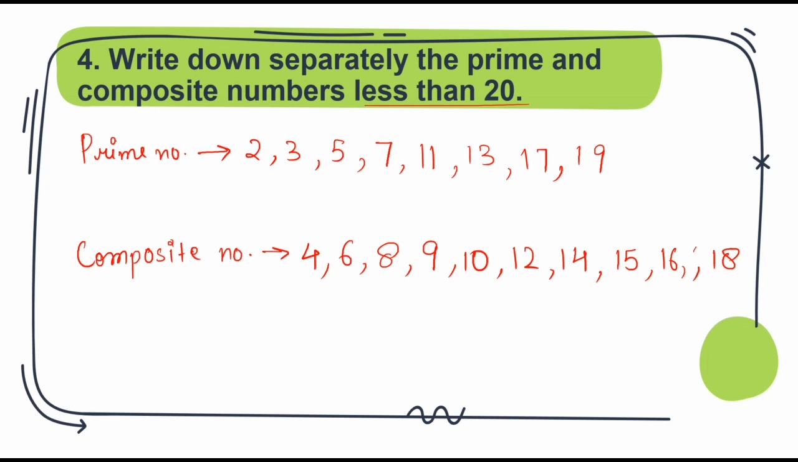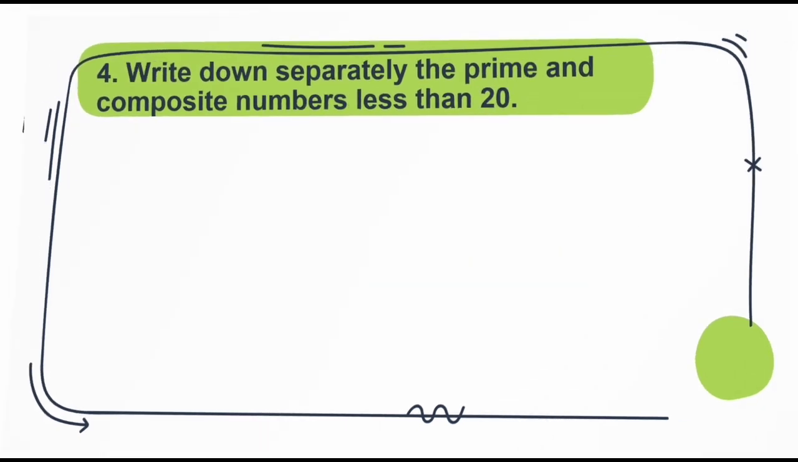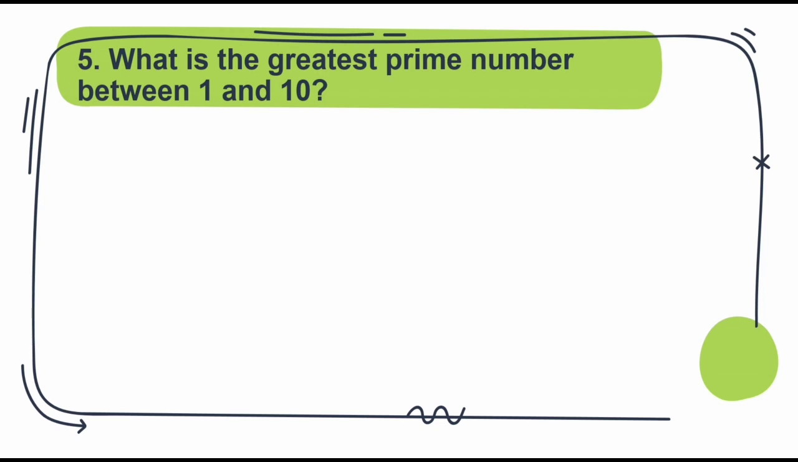Done? Easy question, right? Okay, now the fifth question. The fifth question says: what is the greatest prime number between 1 and 9? So you have to just write the greatest prime number. If we don't remember, no problem, we write down all the prime numbers, because between 1 and 10 it is not a big deal.